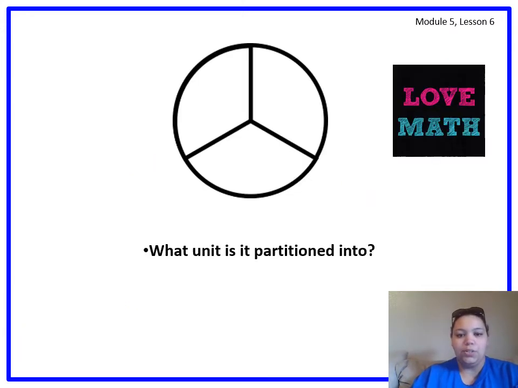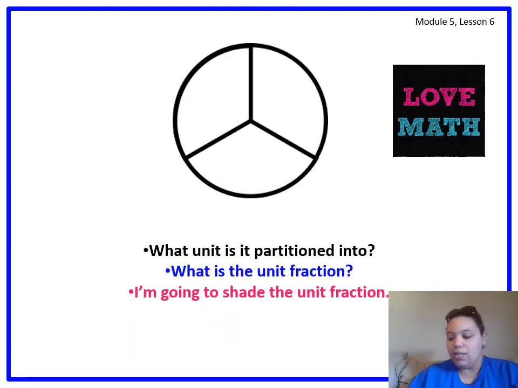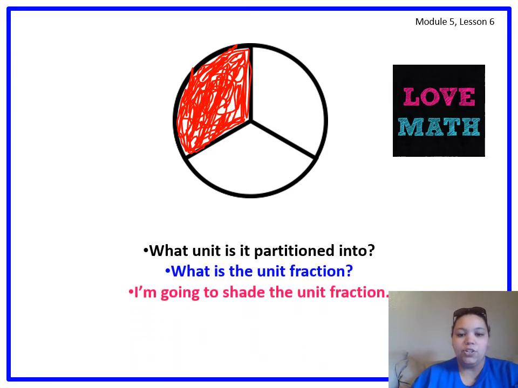Now let's try it with another one. So first of all, what unit is my circle partitioned into? So I see there's 3 equal parts, which means that each of those parts is going to be called a third. They're partitioned into thirds. Now, as a unit fraction, we would call this 1/3. Right? So now I'm going to shade in that unit fraction. So let me go ahead and do that. All right. So now that I have that shaded, that's my visual representation of 1/3.